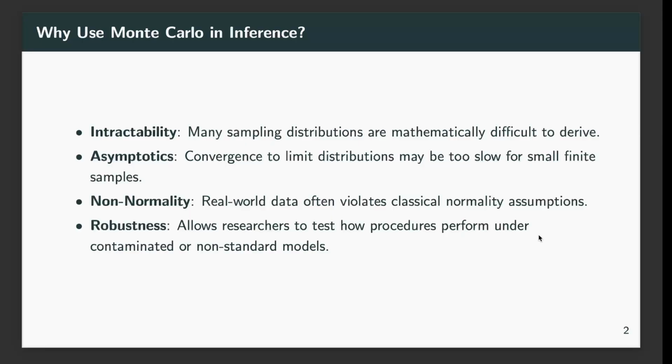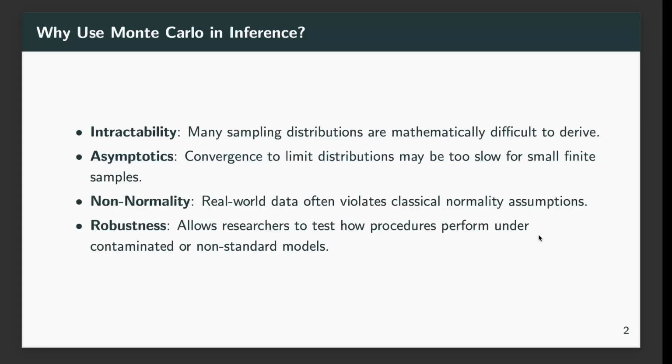Okay. So the second reason is the problem with asymptotics. In classical statistics, we rely on asymptotic theory, that is, results that hold as the sample size n goes to infinity. So the central limit theorem tells us that the sample mean will be approximately normal for large n, for a large sample size.